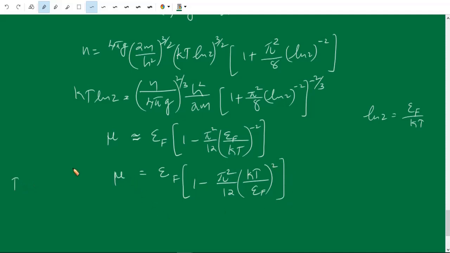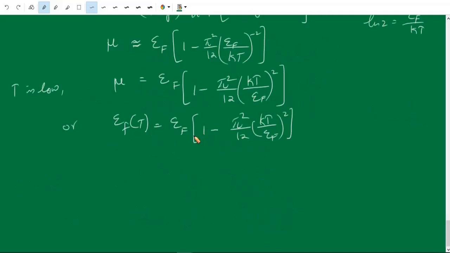Temperature is not equal to 0 at T. Temperature is low, mu is equal to mu. Okay, or we can write this as EF of T is equal to EF at 0 into 1 minus pi square by 12 kT by EF whole square. So this is the relation between EF of T and EF of 0.